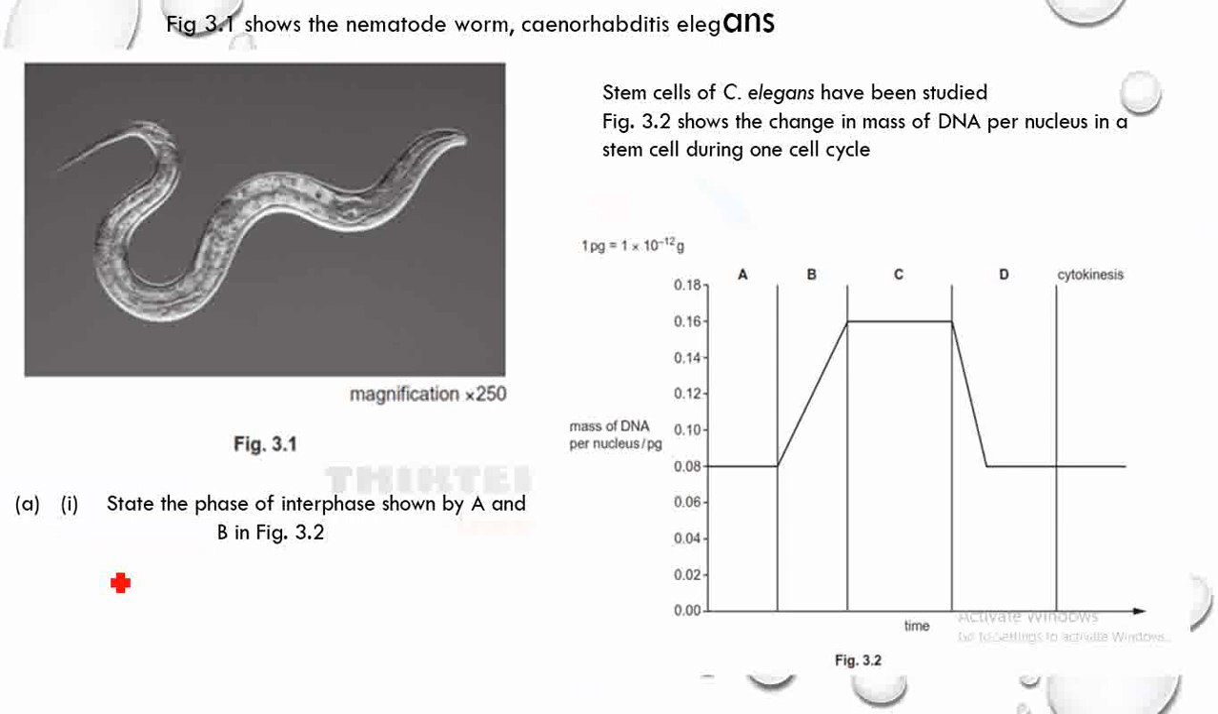Let me just show you something, and then we go. Now this cell is young, in a very young form. So that's G1.